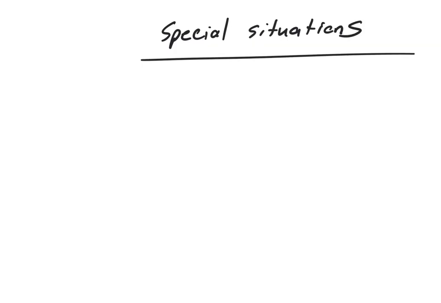Last thing to talk about here. I always show you some special situations. These are some things that could pop up. We won't see them very often, but in case we do see them, we have to be ready for them. If I said the absolute value of x is less than negative 3.